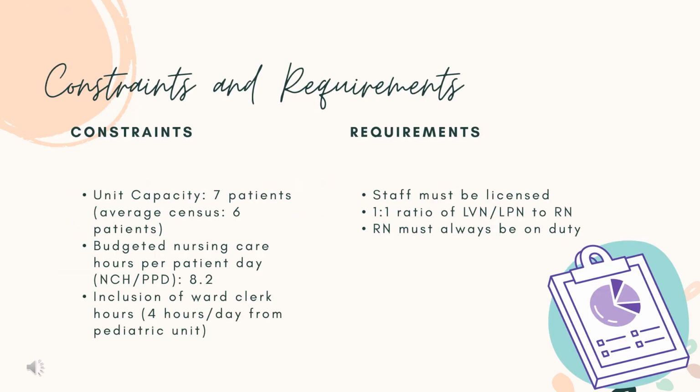So to start off, let's review the constraints and requirements we need to follow. First of all, the staff has to be licensed. The ratio of LPNs or LVNs to RNs must be 1-to-1, and an RN must always be on duty. Our budgeted nursing care hours per day, or NCH per PPD, is 8.2 hours. Although I, as the unit supervisor, am not counted as NCH per PPD.